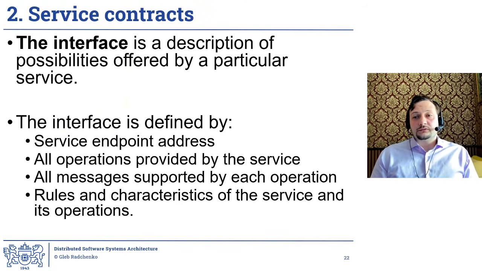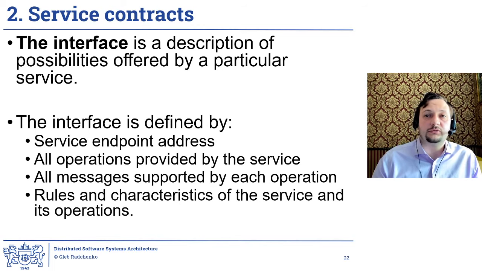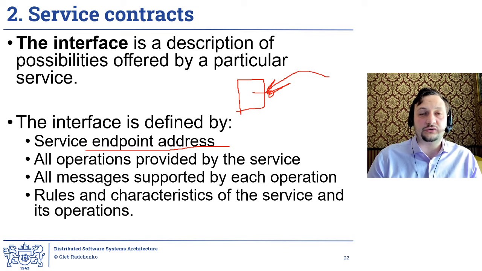The second part of the service-oriented architecture is the description and definition of service contracts. The interface of the service is a description of possibilities offered by a particular service. It is defined by the service endpoint address. Where should we call, where should we go to ask this service to provide us some capability.